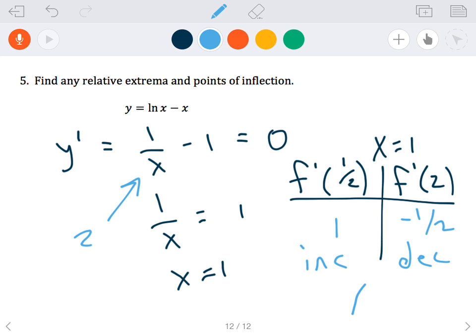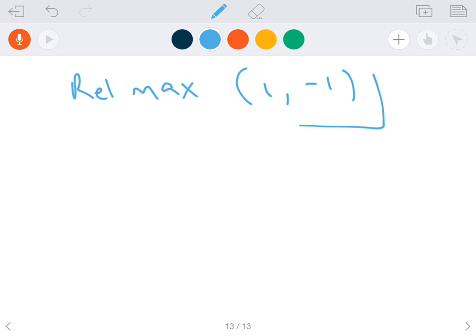And so if my function is increasing and then decreasing, this is a relative max at the value of x equals 1. If I plug 1 into this equation, I'll get 0 minus 1, which is negative 1. So my point is I have a relative max at the coordinates 1, negative 1.